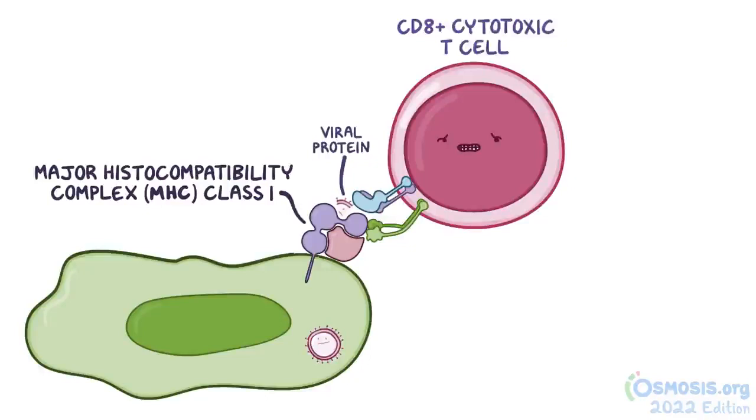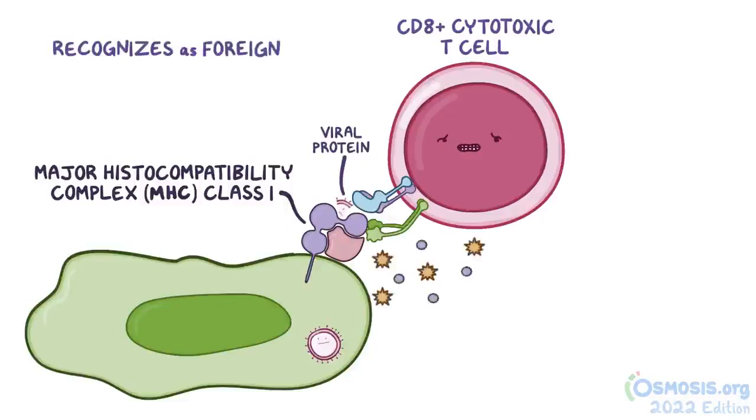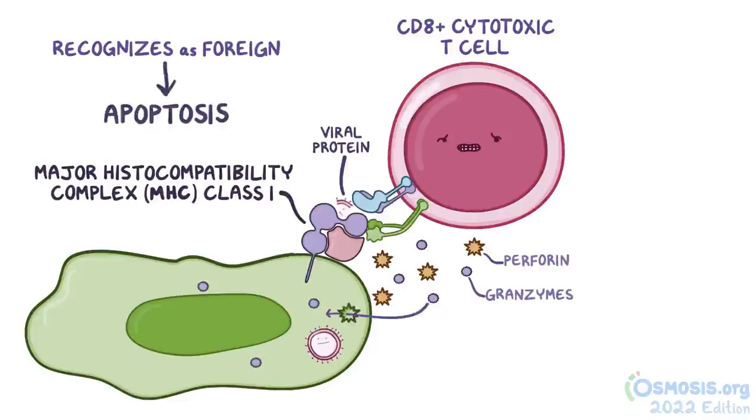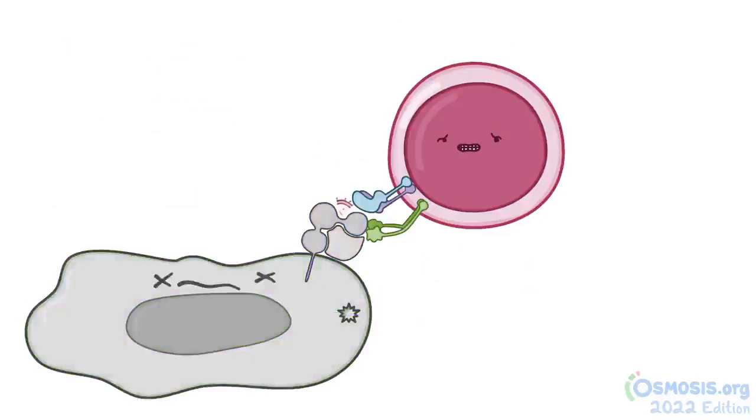If the cytotoxic T cell binds strongly, then the antigen is recognized as foreign, and the cytotoxic T cell secretes inflammatory molecules and enzymes, like perforin and granzymes. Perforin is able to form holes in the infected cell, and that allows for the granzymes to enter it. Once inside, the granzymes induce apoptosis, or programmed cell death, which destroys the cell.